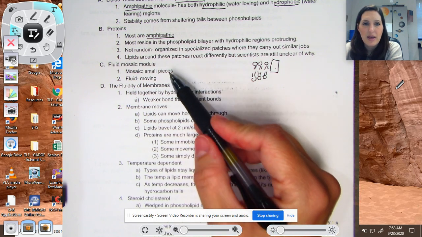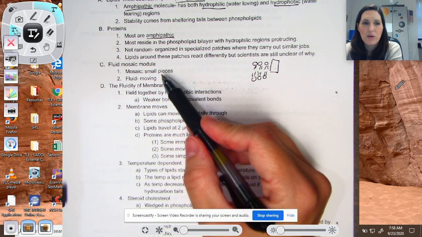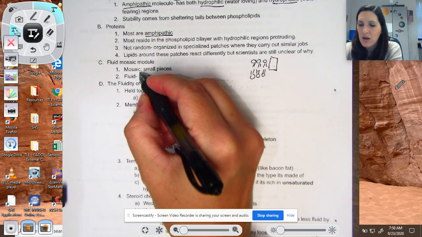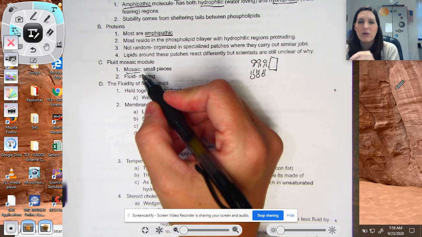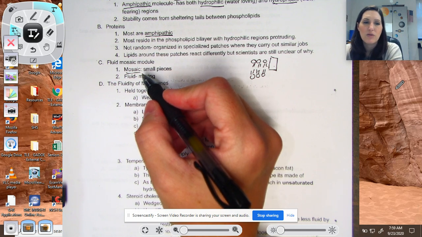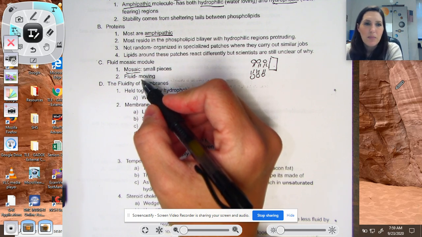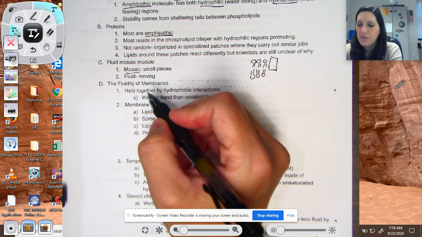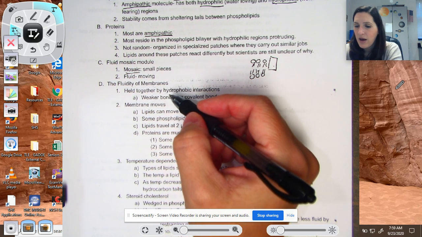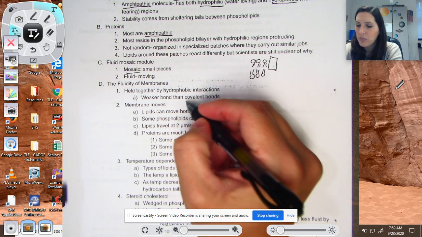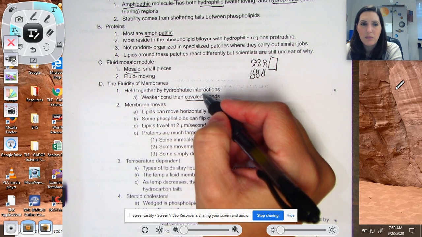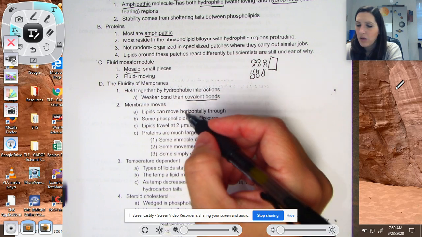All right, they call it mosaic, the fluid mosaic model, because mosaic means tiny little pieces. They often refer to it as like a tile. Have you ever seen a tile design where they make a flower, or a pretty picture out of tiny little pieces of tile? That's a mosaic. We call it a fluid mosaic because it's always moving. The fluidity of the membranes, they're held together by those hydrophobic interactions, which is a weaker bond than covalent bonds. That's why they're able to move through there.